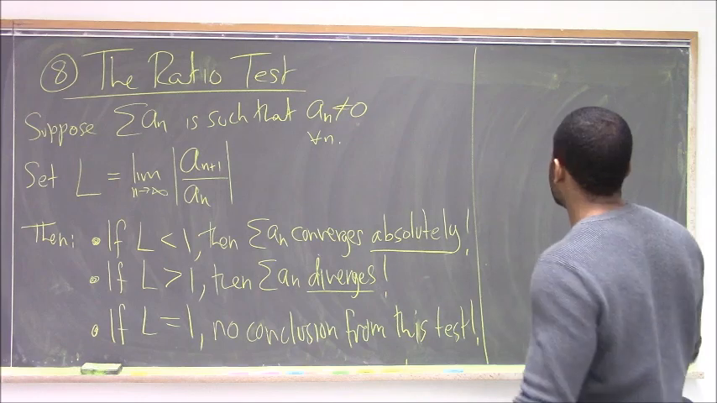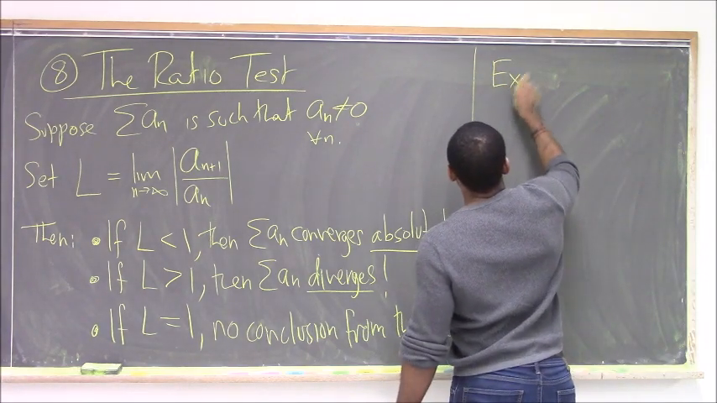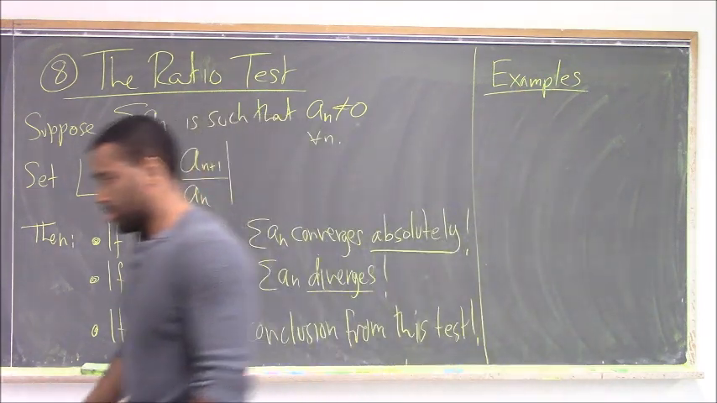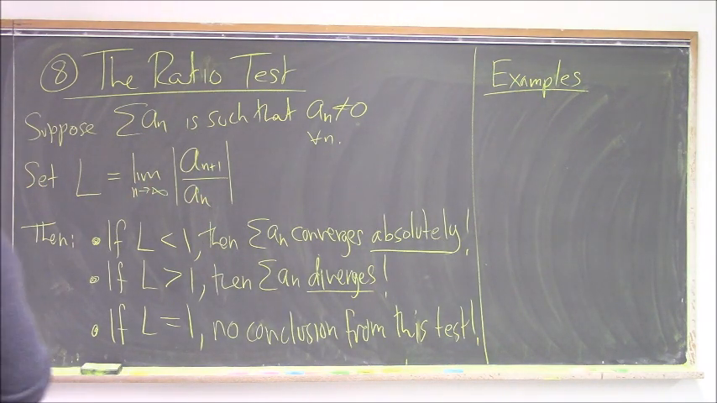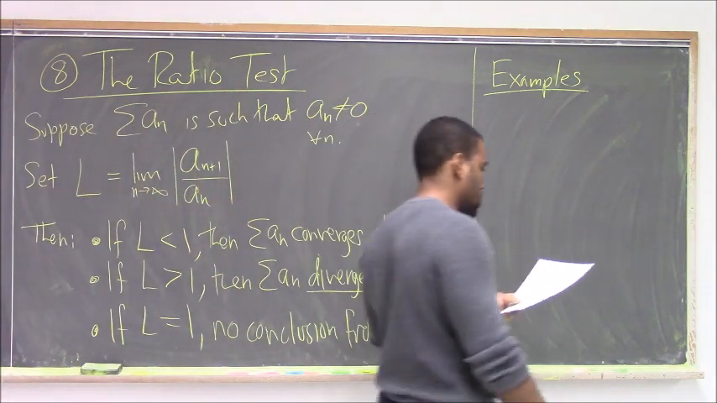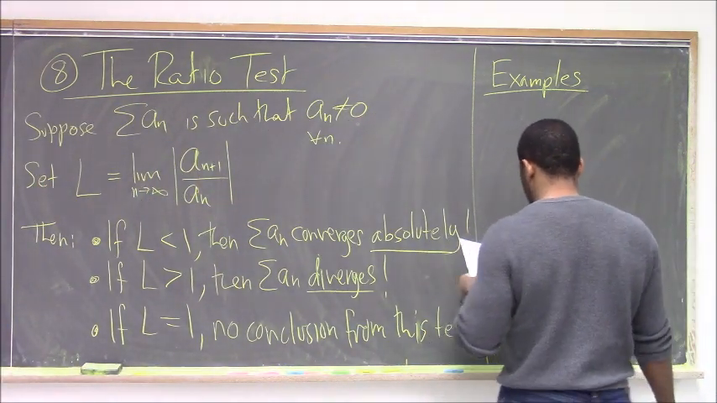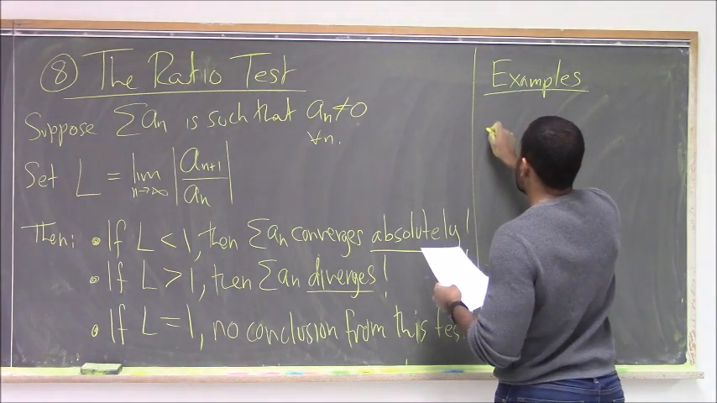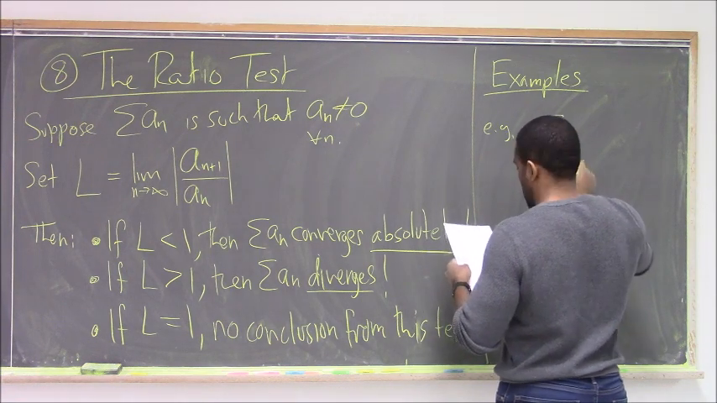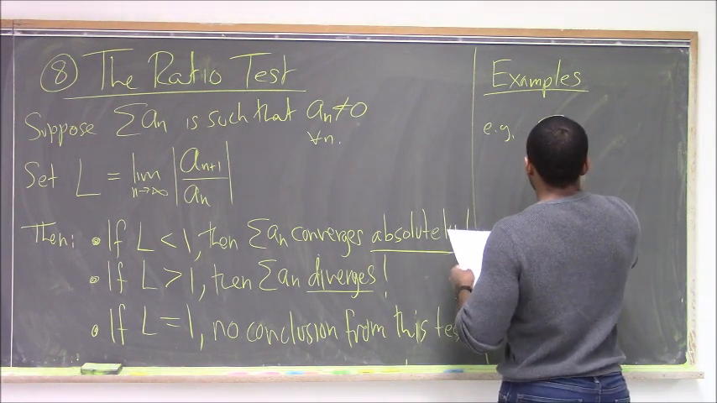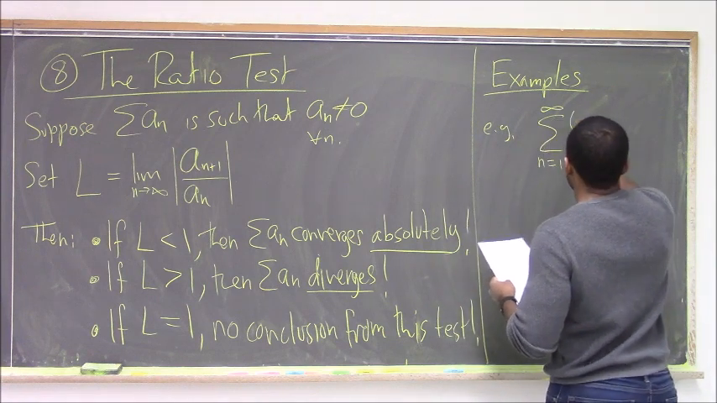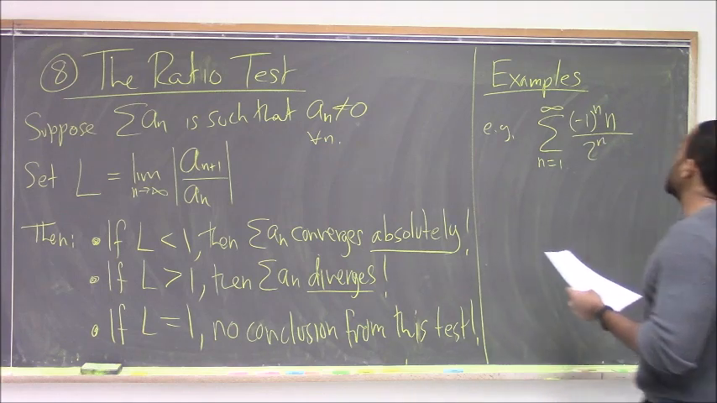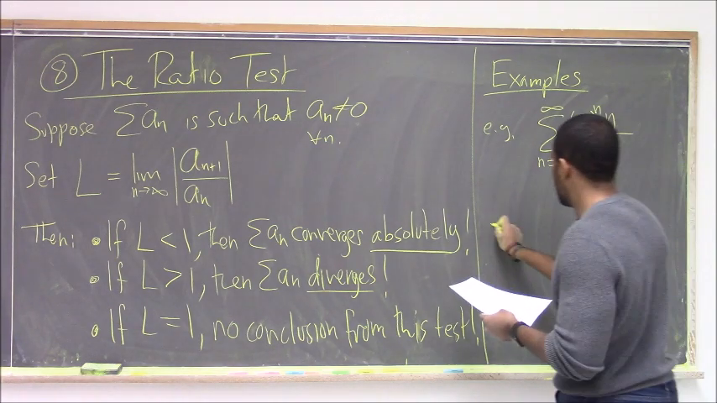So here are some examples that I want you to try, to apply the ratio test. First example, the sum from n equals 1 to infinity of (minus 1) to the n over 2 to the n. So that's the first example.